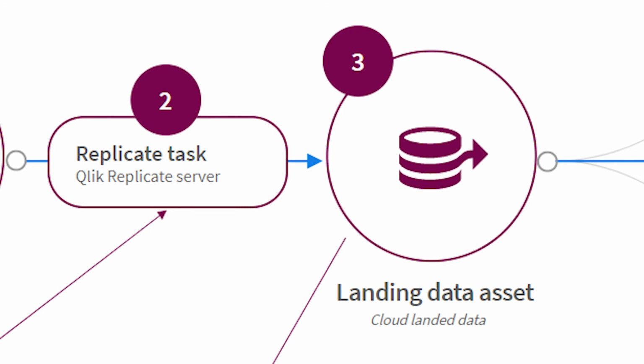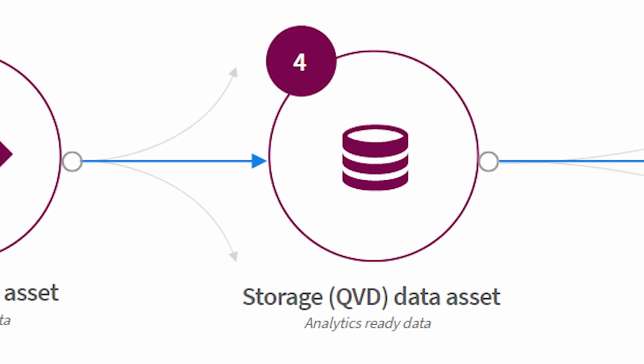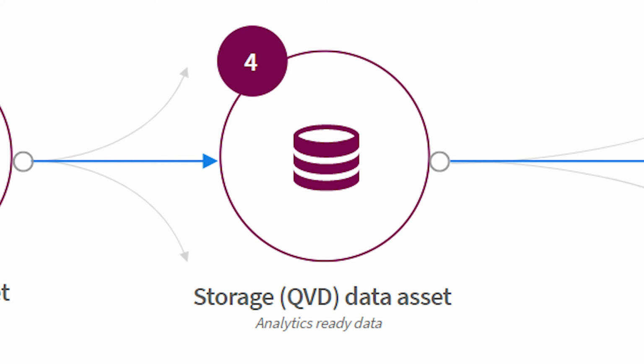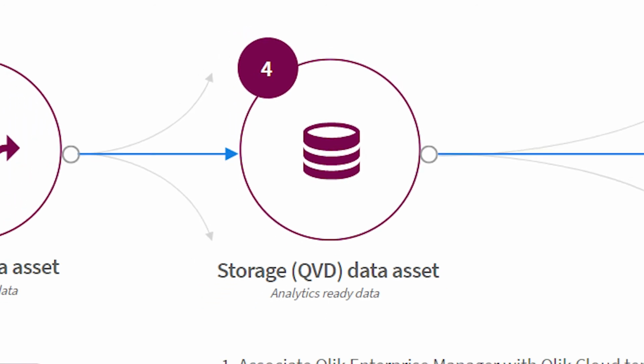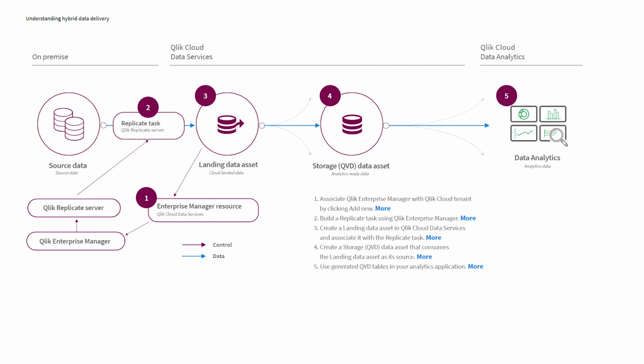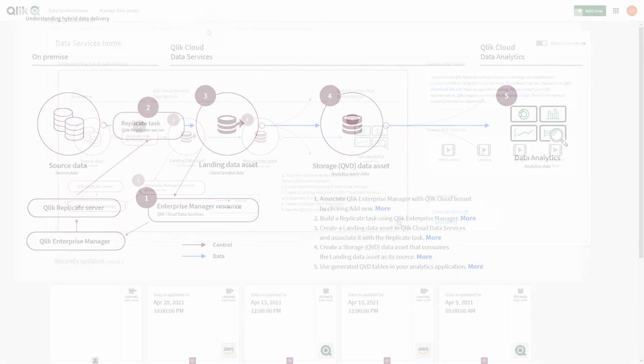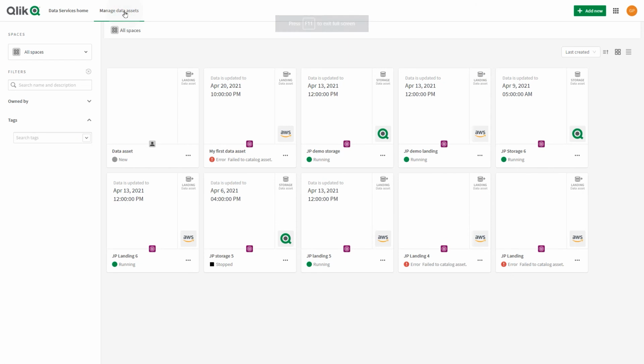You create a persistent storage data asset in Qlik Data Services and set it to consume your Cloud Landing data asset as the source. The persistent storage data asset picks up the data from the Amazon S3 bucket and converts it to QVD tables. The QVD tables are cataloged and stored. You can store the QVD tables in Qlik Cloud Services Managed Storage or in an Amazon S3 bucket that you manage yourself. You manage the QVDs in spaces.